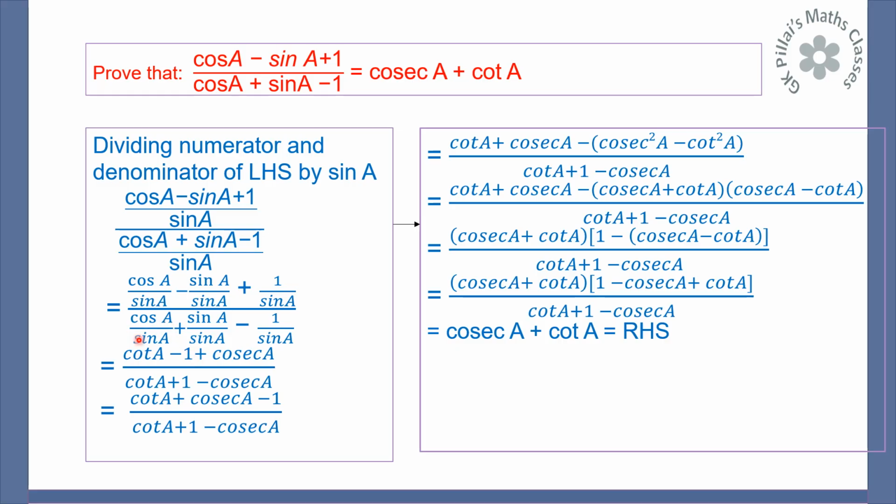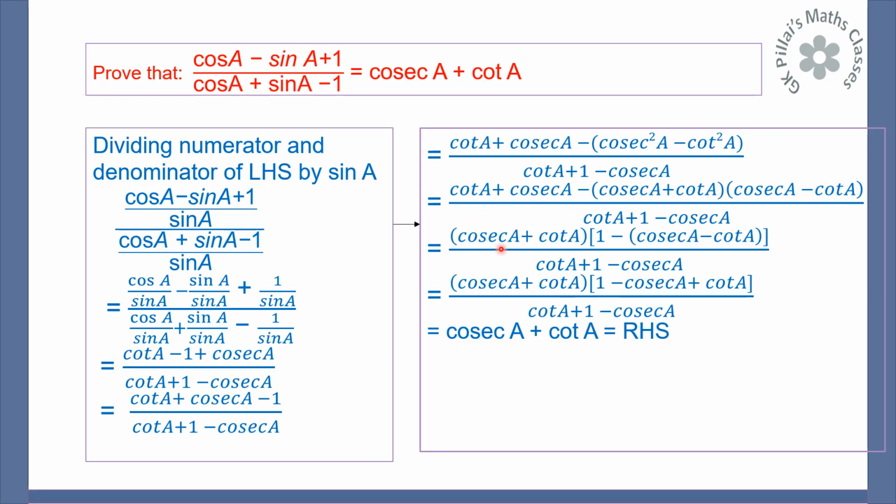Now, similarly you will do in the denominator. Cos A by sin A will become cot A, and this will become 1, and this will be cosec A, and here also same thing. Now this minus 1 take it to the end. Instead of 1, we will write cosec squared A minus cot squared A, the identity. Next step we will write this one as cosec A plus cot A into cosec A minus cot A. A squared minus B squared equal to A plus B into A minus B.